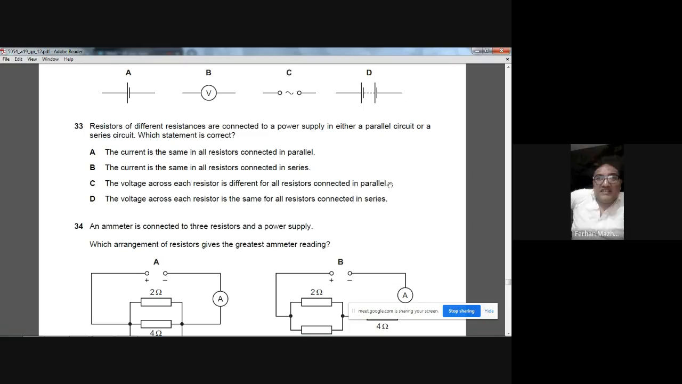The voltage across each resistor is different for all the resistors connected in parallel. That's wrong. The voltage across all the resistors is the same when they are connected parallel to each other. The voltage across each resistor is the same for all resistors connected in series. No, when you connect them in series, they will have different voltage drops. So the current is the same for all the resistors connected in series. B is the option. Question number 33, B is the option. Question number 34.